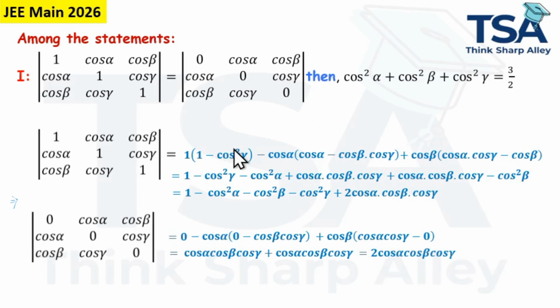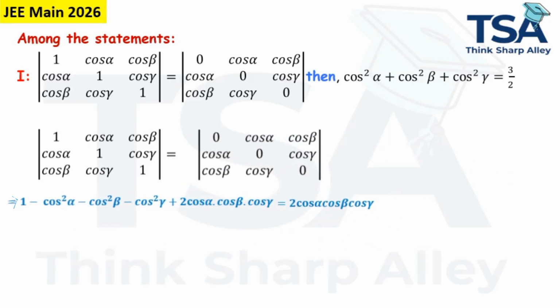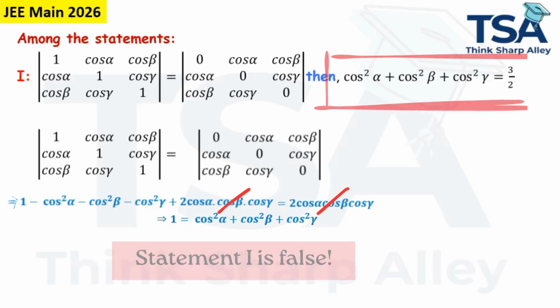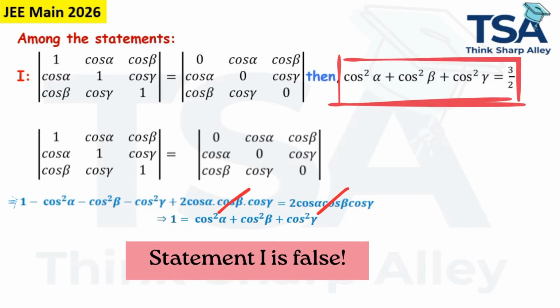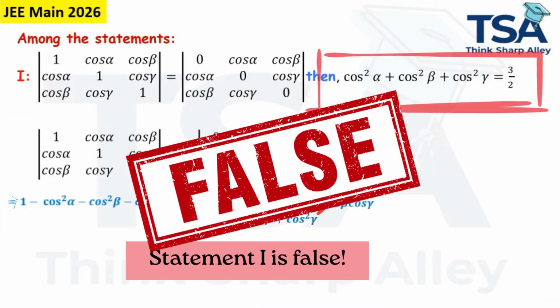Now it's given in the problem that these 2 determinants are equal. So equating these 2 determinants, we have this. So 2 cos alpha cos beta cos gamma gets cancelled from both sides. So we get cos square alpha plus cos square beta plus cos square gamma equals 1. But the statement says that the sum is 3 by 2, which means statement 1 is false. Now let's look at statement 2.